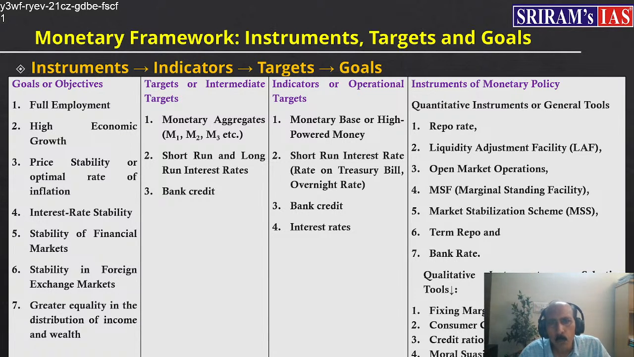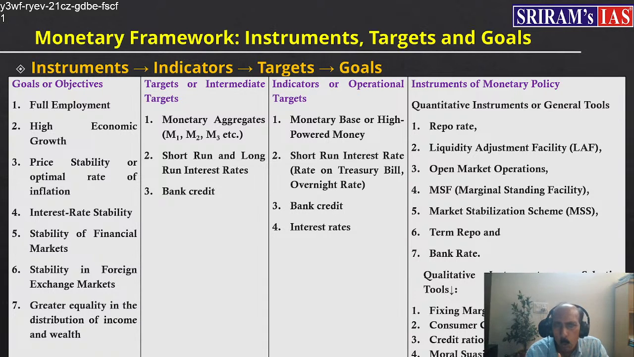But to understand the nuances of monetary policy, we need to understand four terms. The first is the goal set for monetary policy. The goal set today is price stability. That is, the RBI has to maintain the rate of inflation within the given range, and the given range is 4 plus minus 2 percentage points, that is, between 2% and 6%. That is the range given to the RBI. That is the inflation targeting approach.